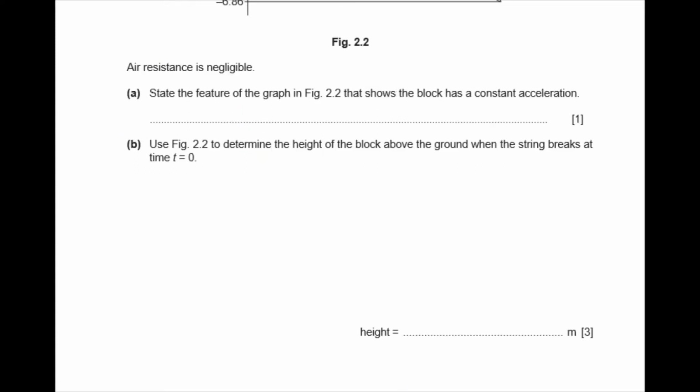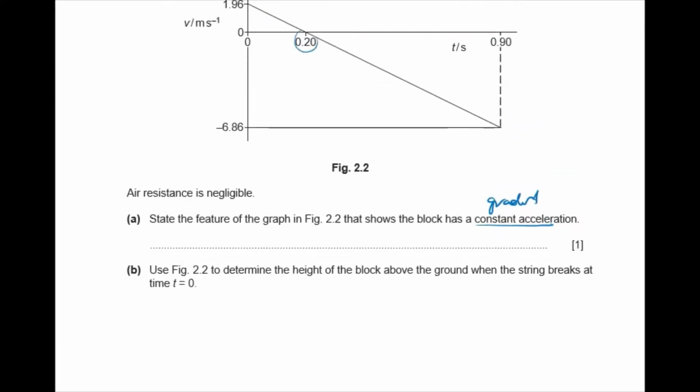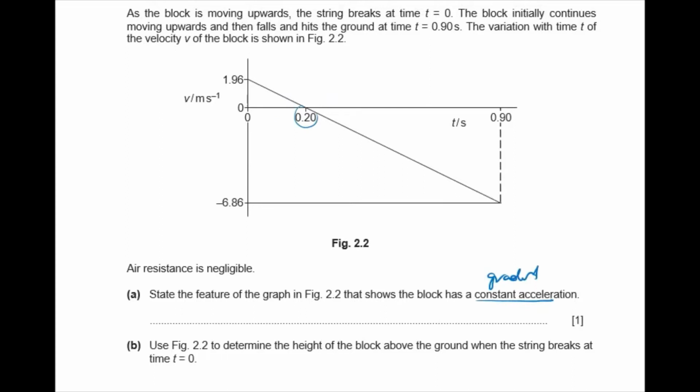Air resistance is negligible. A, state the feature of the graph in figure 2.2 that shows the block has a constant acceleration. So figure 2.2 is a velocity-time graph. If you want to know the constant acceleration, it is from the gradient. So from figure 2.2 we can see a constant gradient.